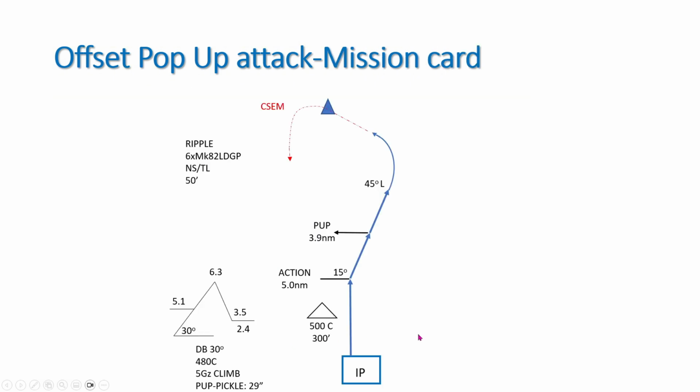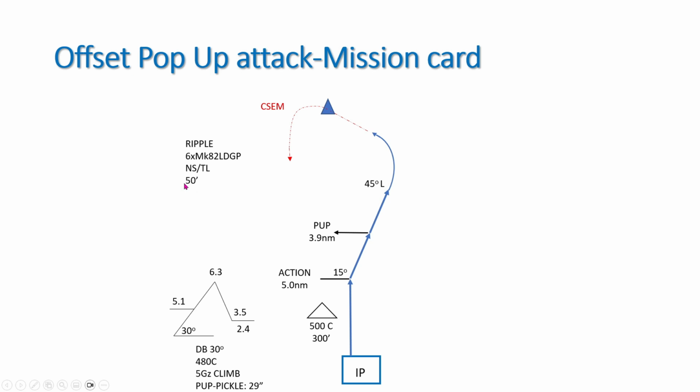Here is an example of a stick diagram. Here you can see the dive bombing 30 degrees, release speed 480, 5G's climb for F-16. This is the attack triangle with the altitudes of actions. We have a ripple of 6 Mark 82 low drag general purpose bombs, fusing nose, tail and interval 50 feet.